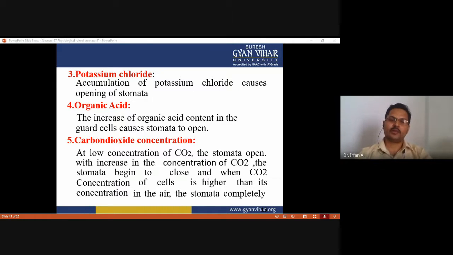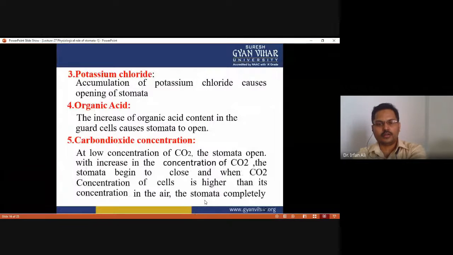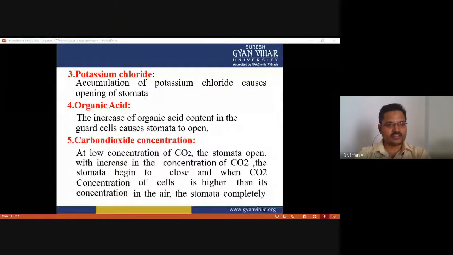So when the carbon dioxide concentration of the cells is higher than its concentration in the air, the stomata close completely. Yes, when the concentration in a cell is higher than its concentration in the air, at this concentration, stomata completely closed.